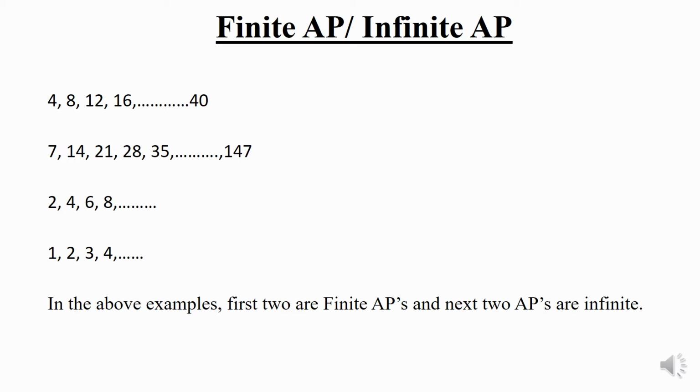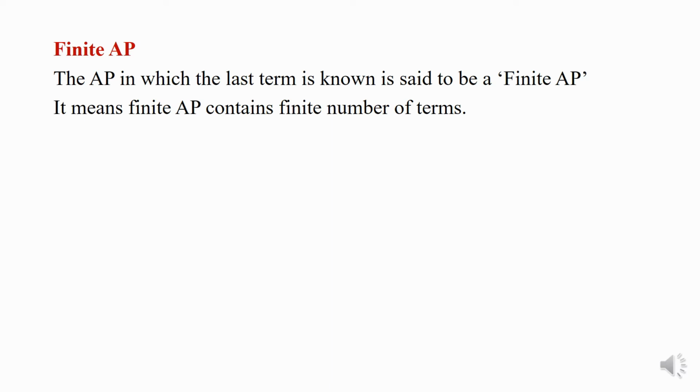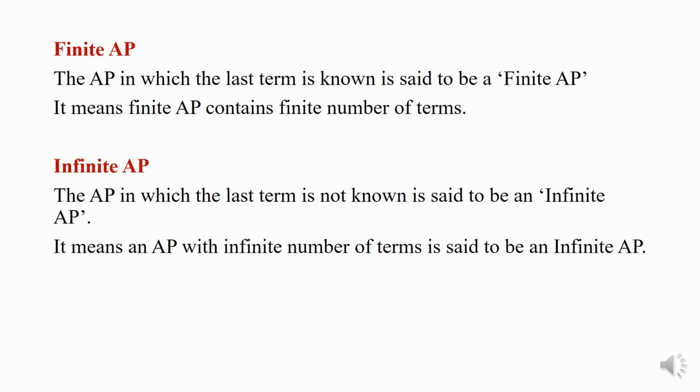Let us define a finite AP in this manner: an AP which consists of a finite number of terms, or else the AP where the last term is known, is said to be a finite AP. Coming to the infinite AP, it is an AP where the last term is not known. It is said to be the infinite AP, and it means the infinite AP contains an infinite number of terms in it.